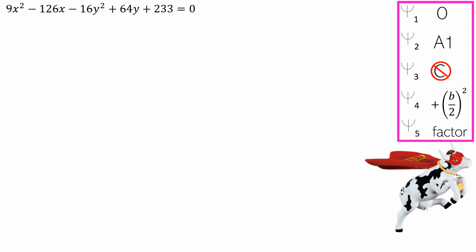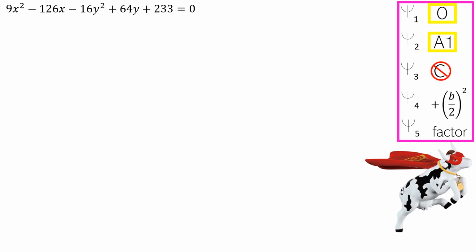So step number 1 is in the correct order. Yeah, I've got my x squared followed by my x. I've got my y squared followed by my y. And then I got my plain old number set equal to 0, so that's looking pretty good.